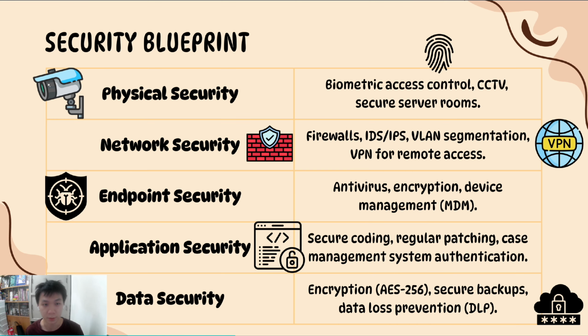I would like to present the security blueprint. The first layer is physical security. It consists of biometric access control, CCTV, and secure server rooms. Network security consists of firewall, IDS, IPS, LAN segmentation, and VPN for remote access.